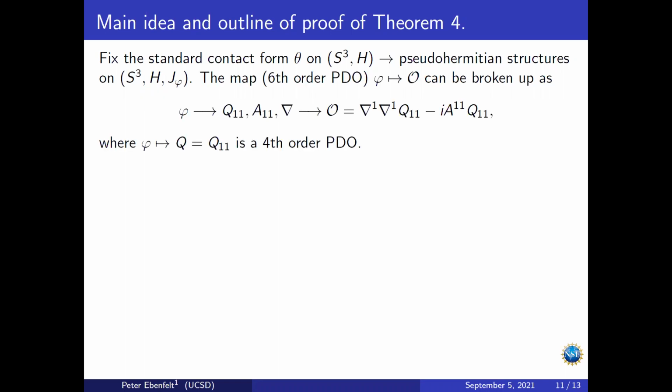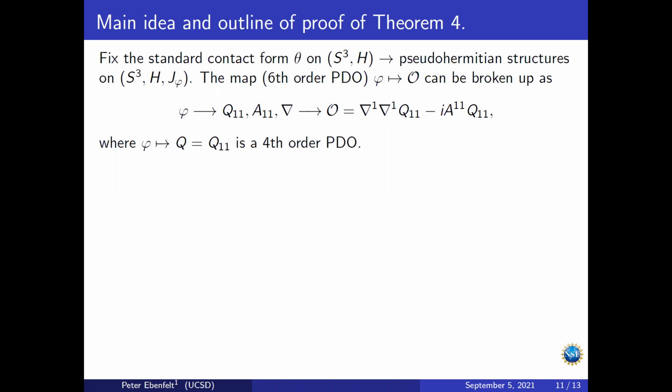And as I said, the PDO for the obstruction function is a 6th order PDO, and you can break it up as a composition by first letting phi1 go to, when you choose phi1, you can get Q11, which has a name. It is Élie Cartan's 6th order umbilical tensor. And that is, in fact, a 4th order nonlinear partial differential operator.